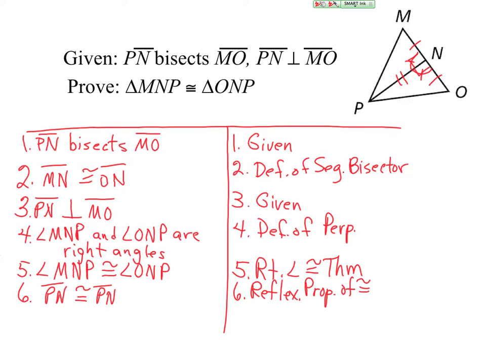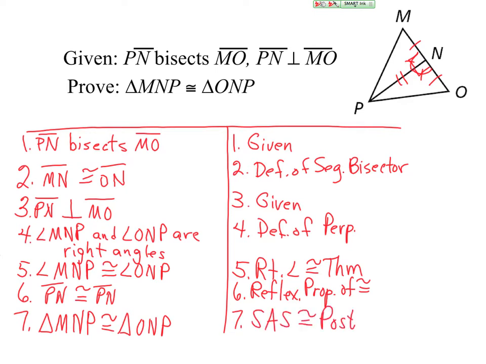Okay, we've got sides, we've got angles, and we've got sides. And in the picture, you told me it was side, angle, side. So finish by going triangle MNP congruent to triangle ONP. Reason for the triangles that are congruent: side, angle, side congruence postulate. That one gave us a little bit of difference.